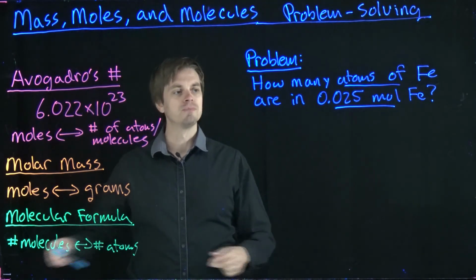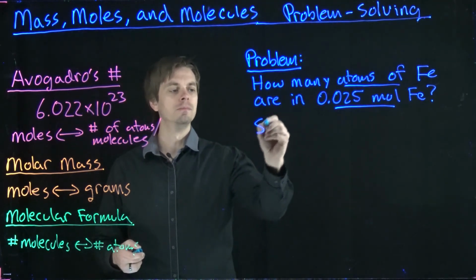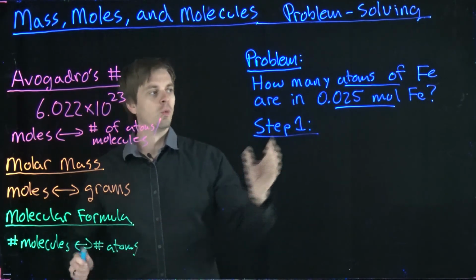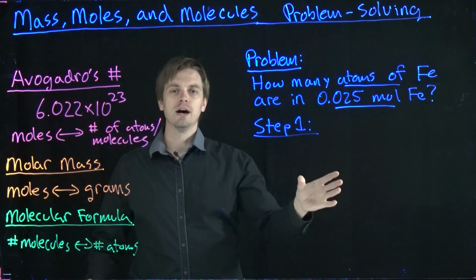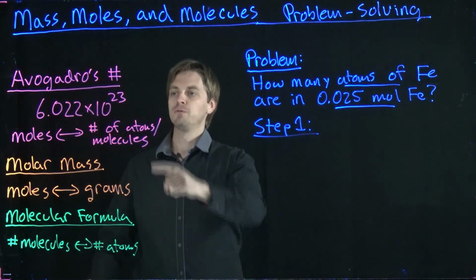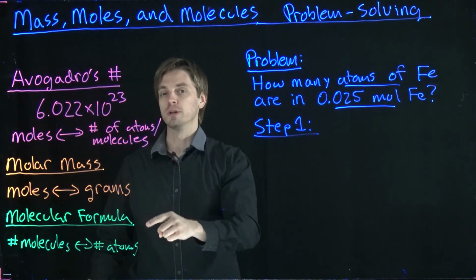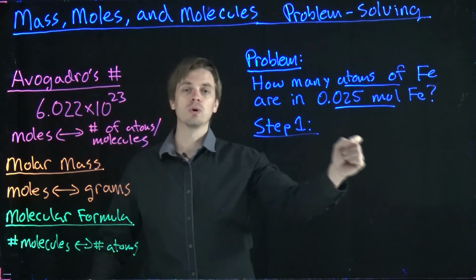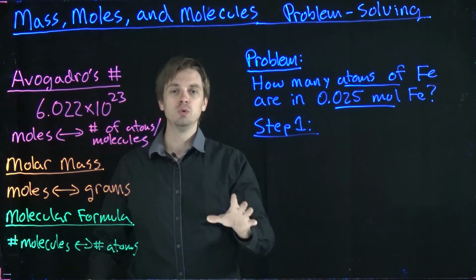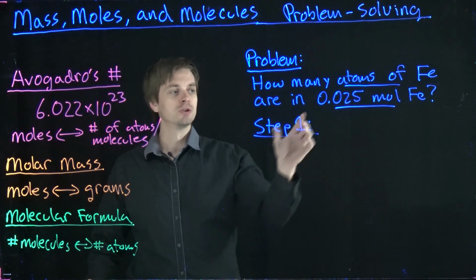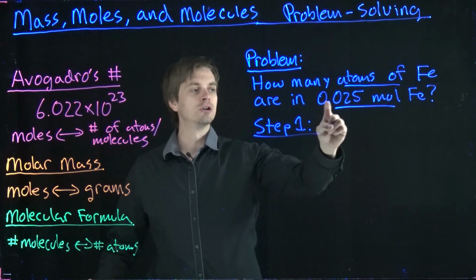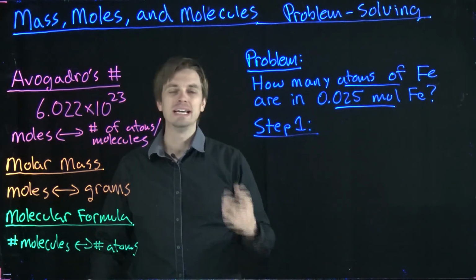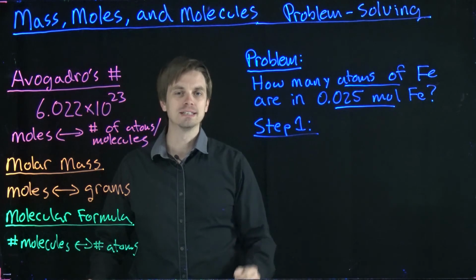In the first step, I want you to essentially read the problem, identify what you're given and where you need to end up, and find which one of these formulas or collection of these formulas will be required to take you from where you're starting to where you want to go, but without actually doing any of the mathematics yet. So in this problem, we are given 0.025 moles of iron, and we're asked to determine how many individual atoms of iron are present in that sample.